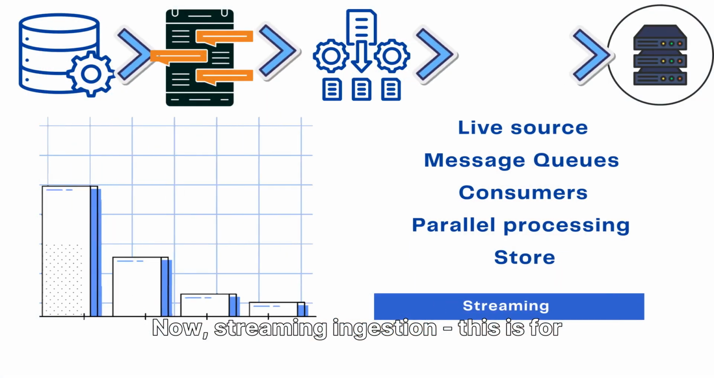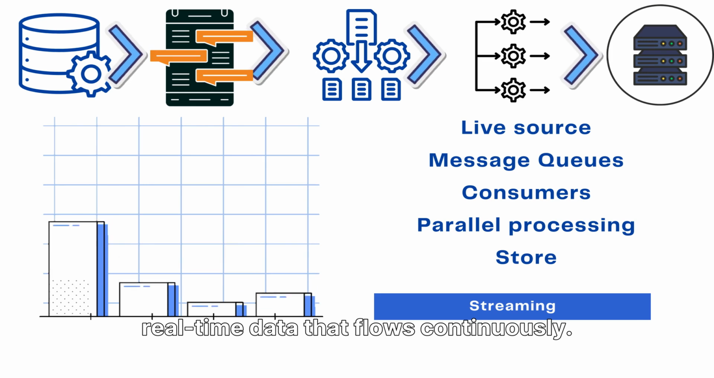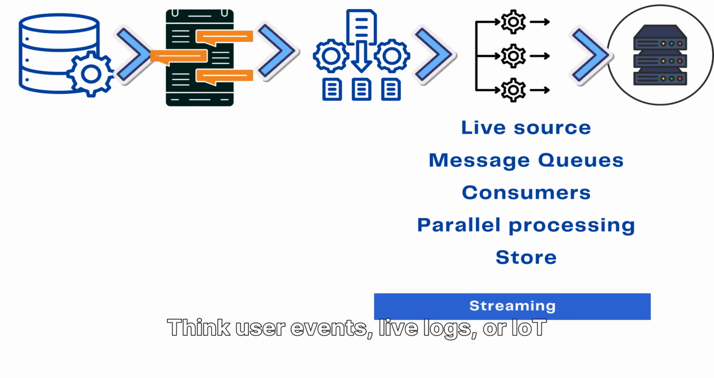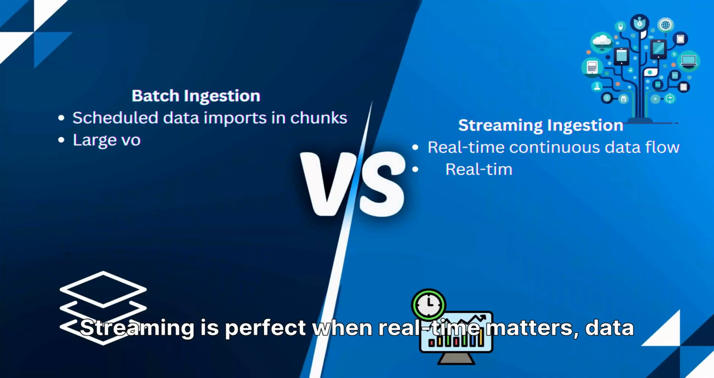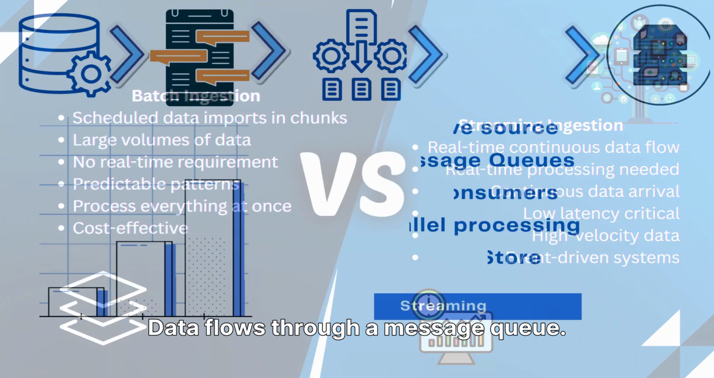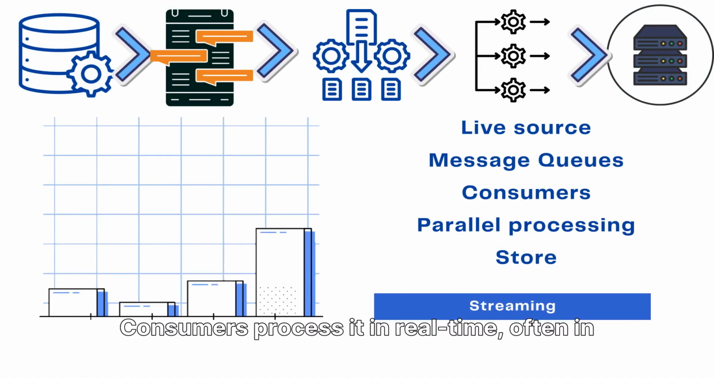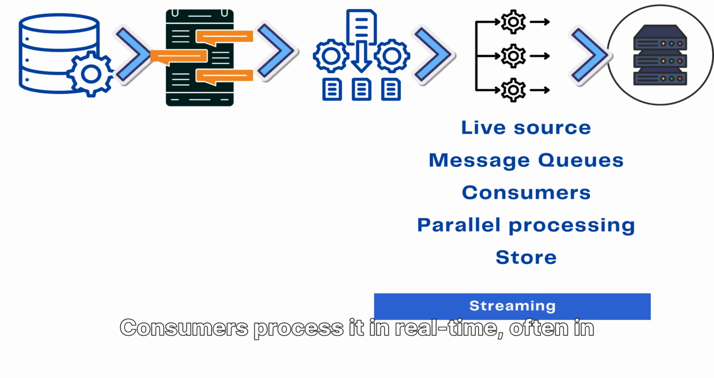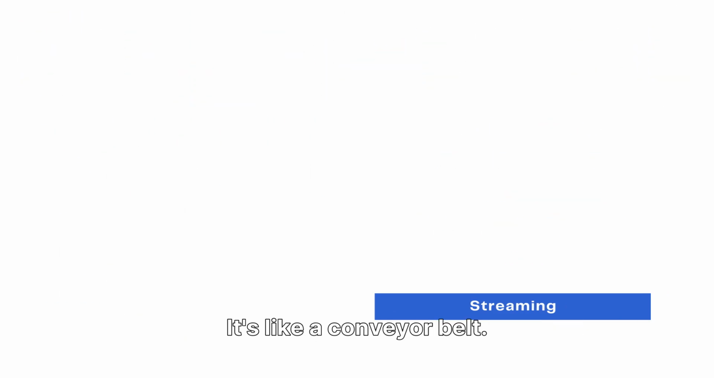Now, streaming ingestion. This is for real-time data that flows continuously. Think user events, live logs, or IoT sensors. Streaming is perfect when real-time matters, data flows continuously, and low latency is critical for high-velocity data. Data flows through a message queue. Consumers process it in real time, often in parallel. It's like a conveyor belt.